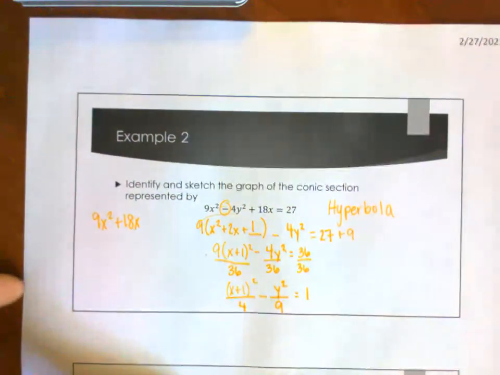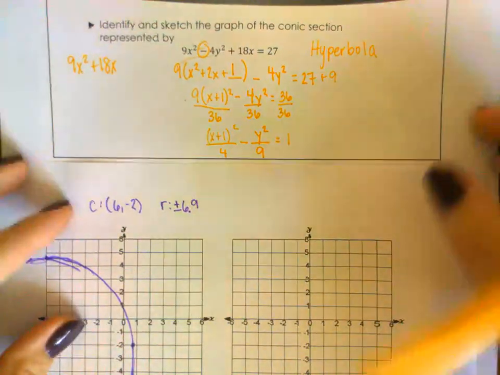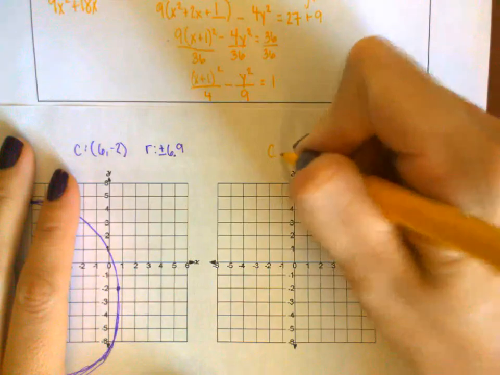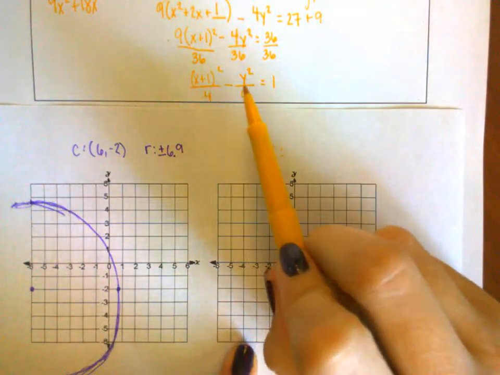But now I need to graph it. So to graph this, I'm going to have a center of -1, 0.